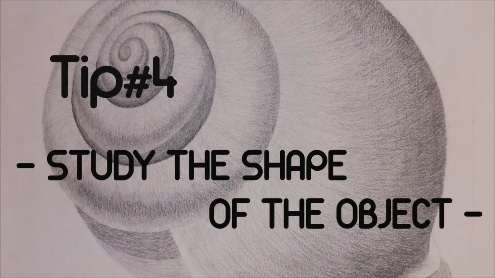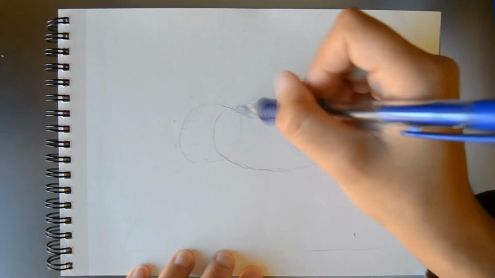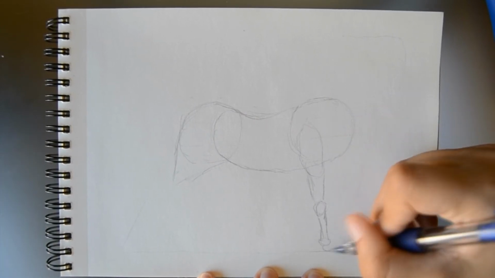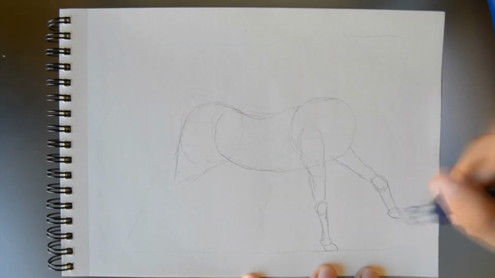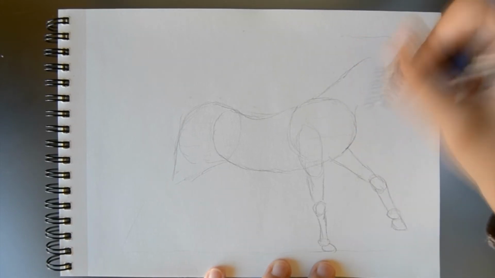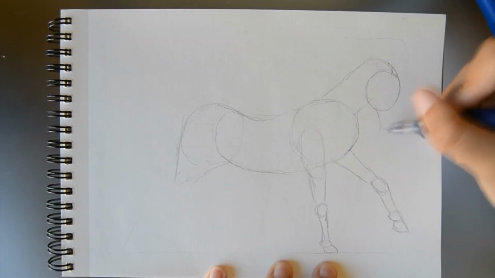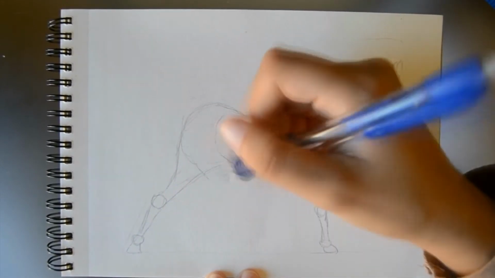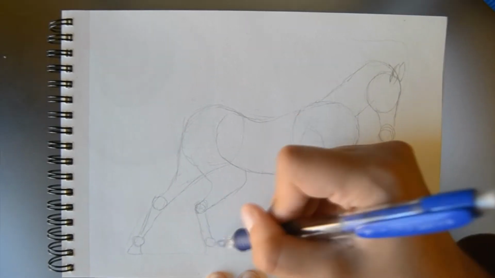Study the shape of the object. Related with last tip, once you have taken references from the object you want to draw, it's good to relate some of its parts with geometric forms, because those will also help us to place better every part of the object, and that way we could check if these proportions are right or not.